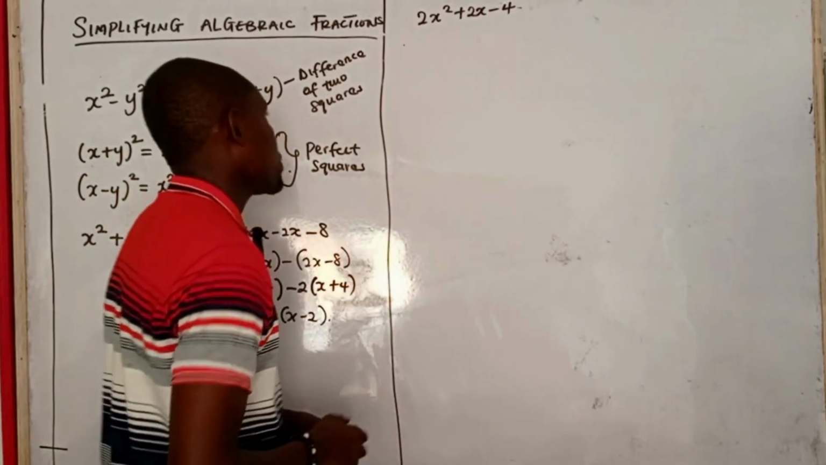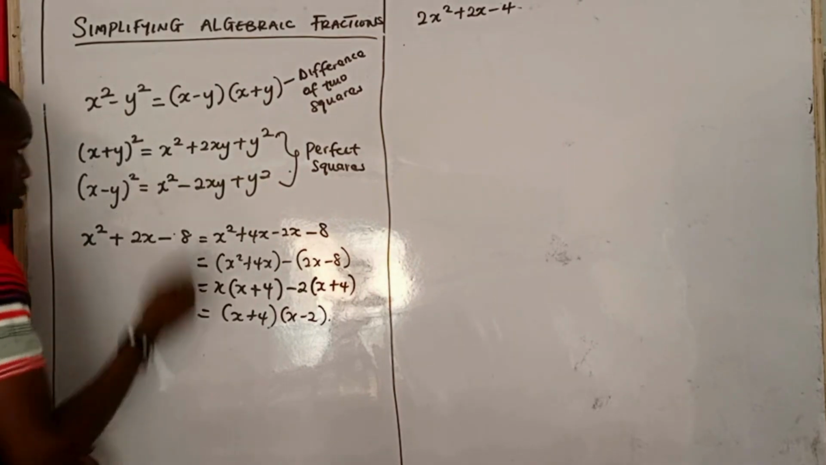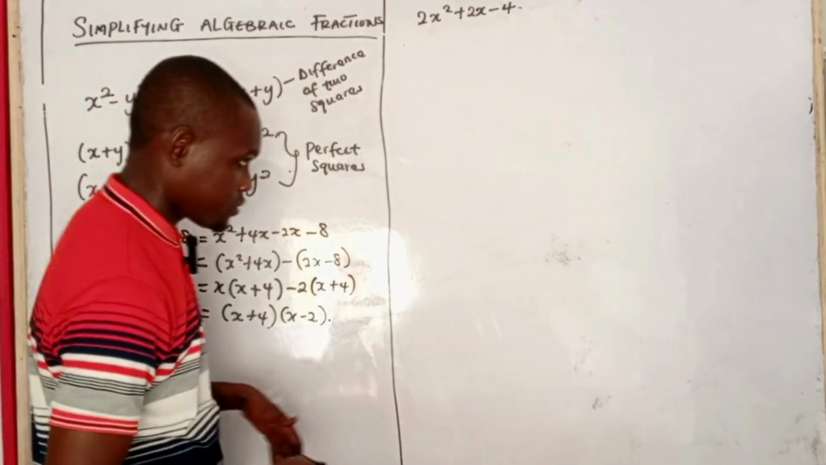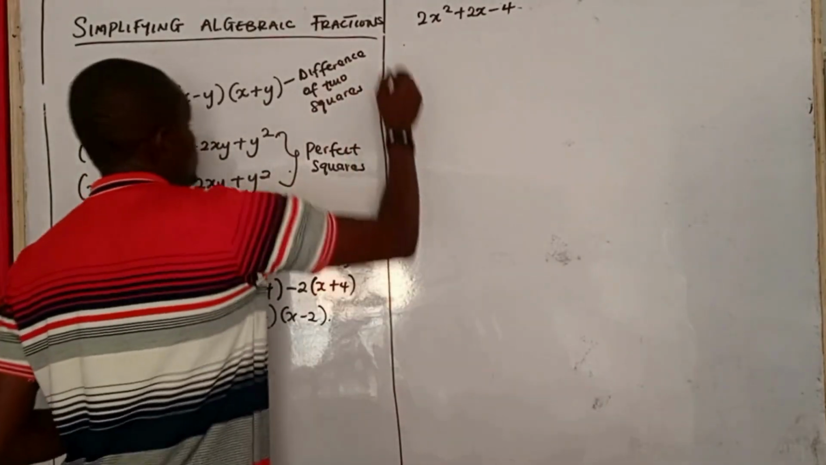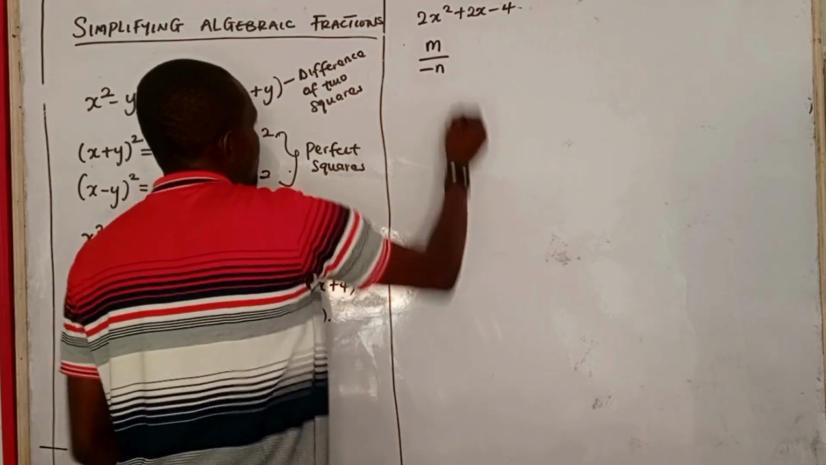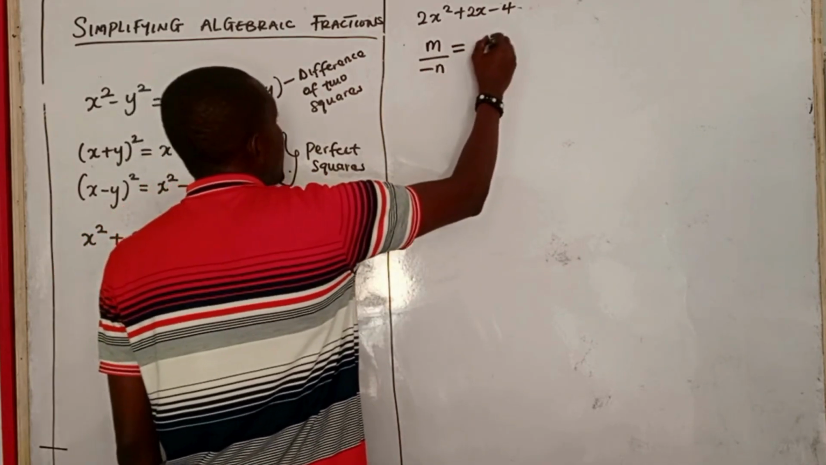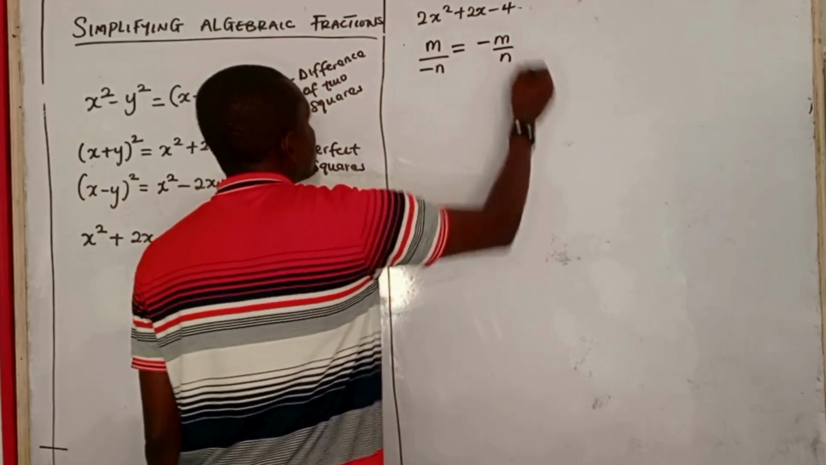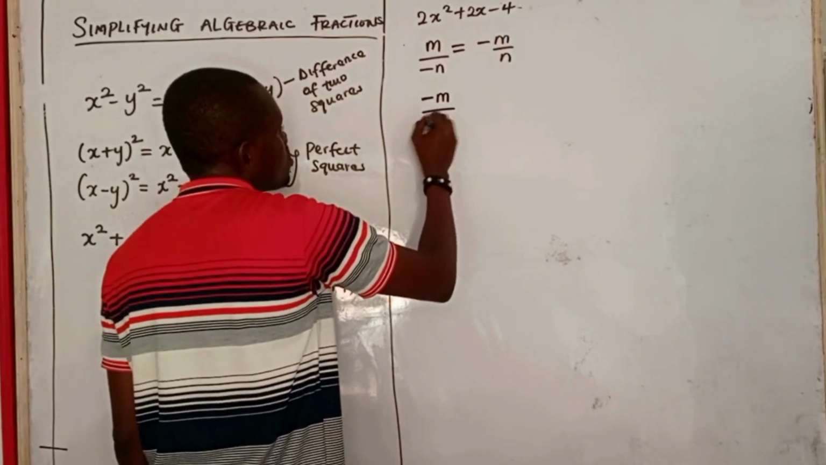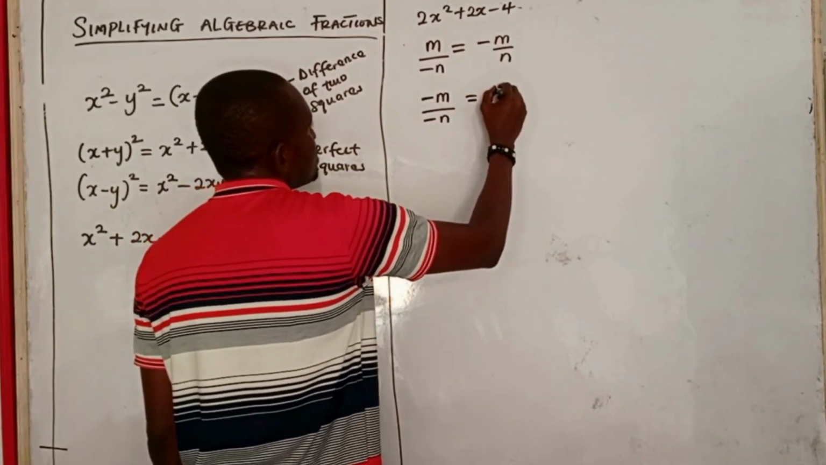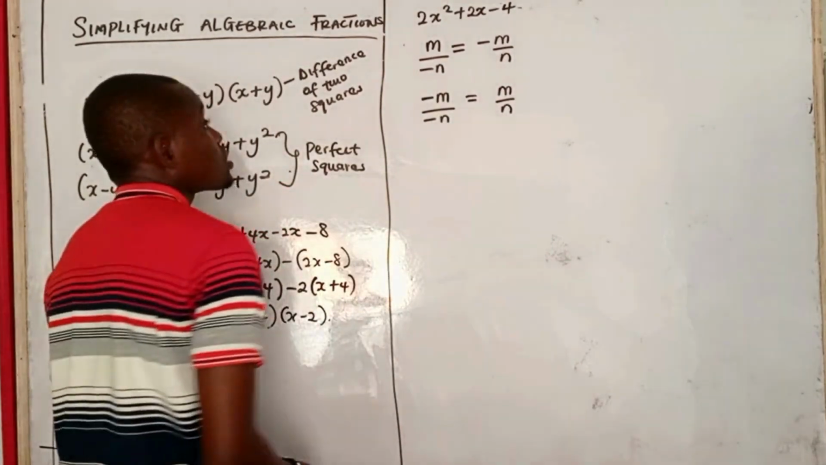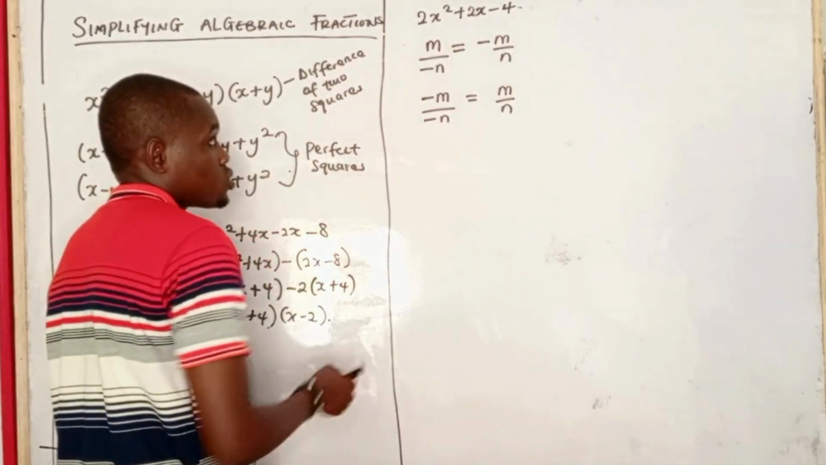Is that okay? And then the last part of the necessary procedures or steps that you need to know is in the aspect of when you are to divide. Let's say you have this to be divided by minus n, it is the same thing as minus m all over n. In a situation where you have minus m to be divided by minus n, this is the same thing as m over n, because the minus and minus will cancel out.